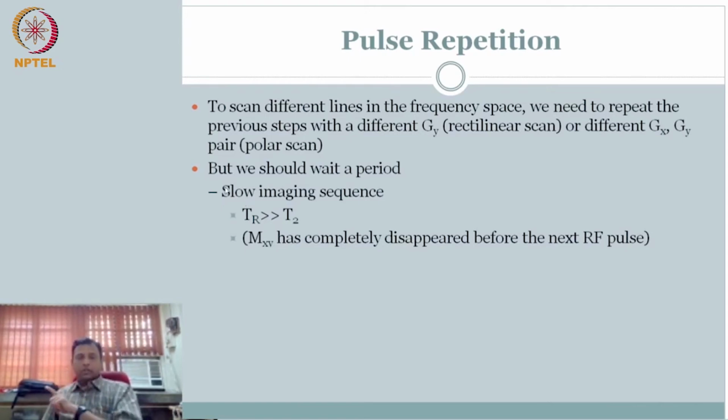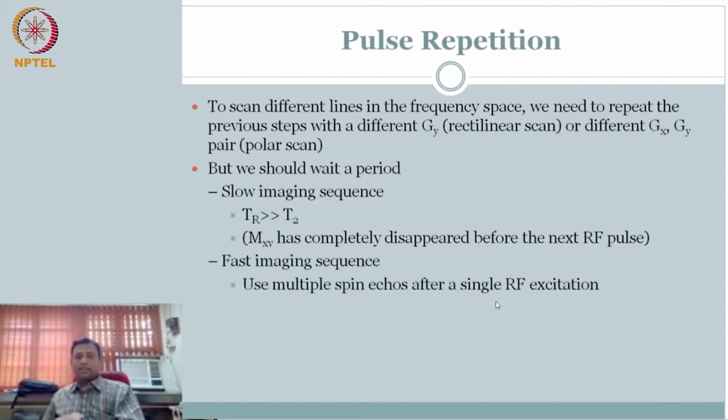So if it is slow imaging, no problem. In slow imaging, you wait for a long time so that TR is far greater than T2. MXY has completely disappeared, and then you apply the next excitation. So in a slow sequence, whatever we covered, you just repeat. But that might not be the case for a fast imaging sequence.